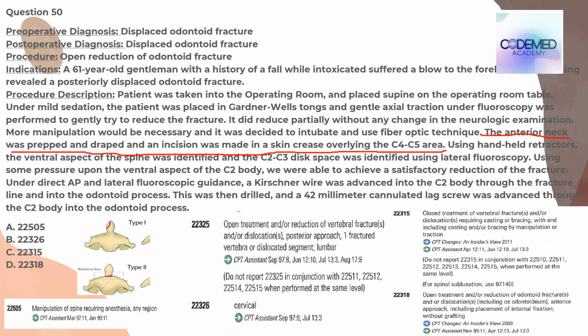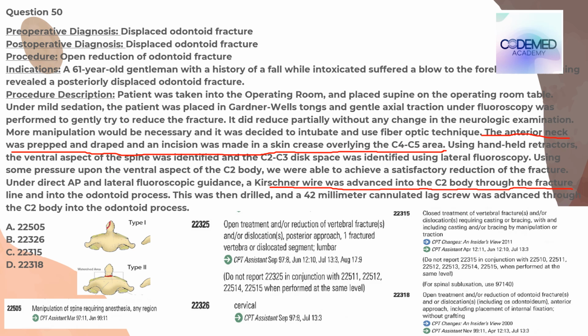So this is also one important thing, and then we also have to see this: a Kirschner wire was advanced into the C2 body through the fracture line and into the odontoid process. This was then drilled and a 42 millimeter cannulated lag screw was advanced through the C2 body into the odontoid process. So it gives the clue that it is open reduction, then they have done the manipulation, then they have put the wires, but it was not a graft, the wires were put and the approach was the anterior approach.